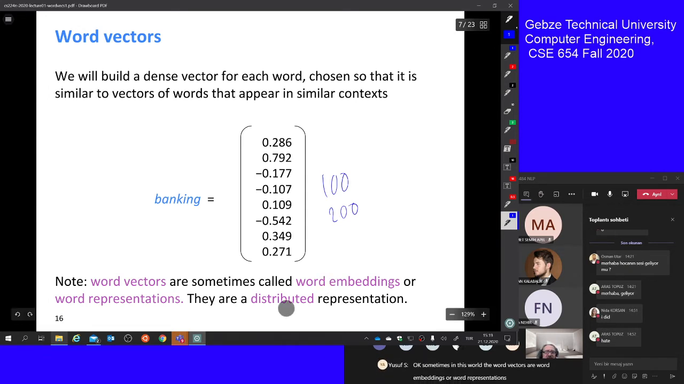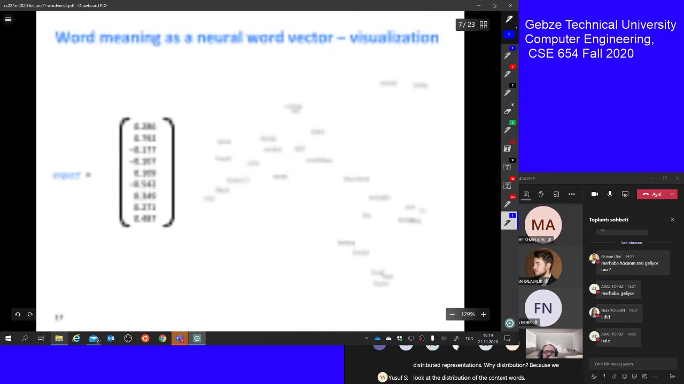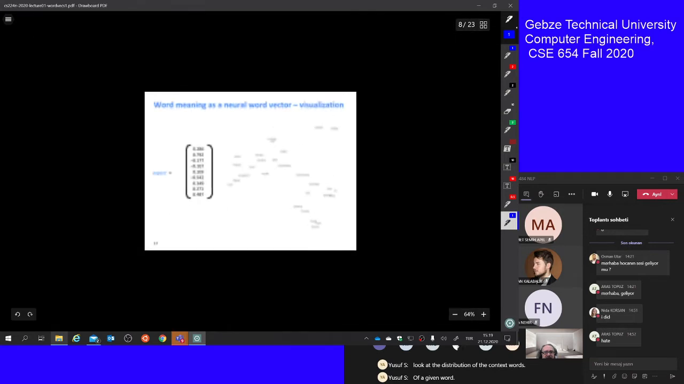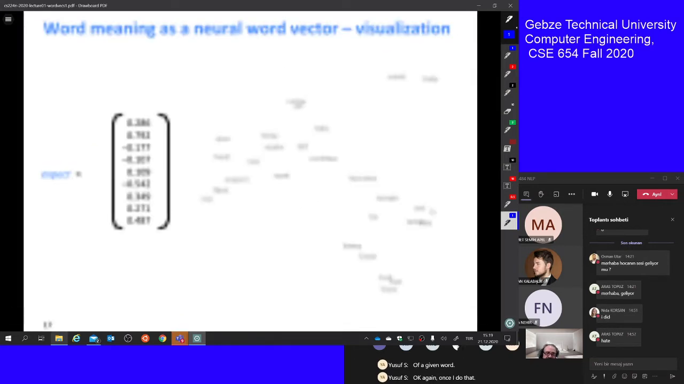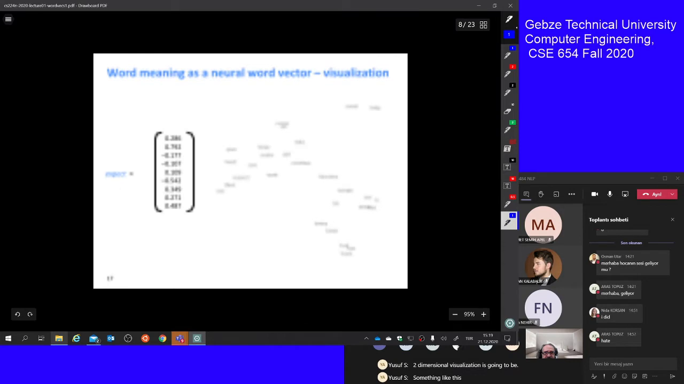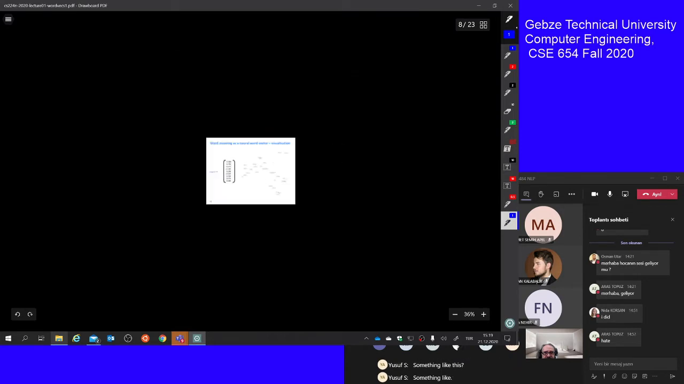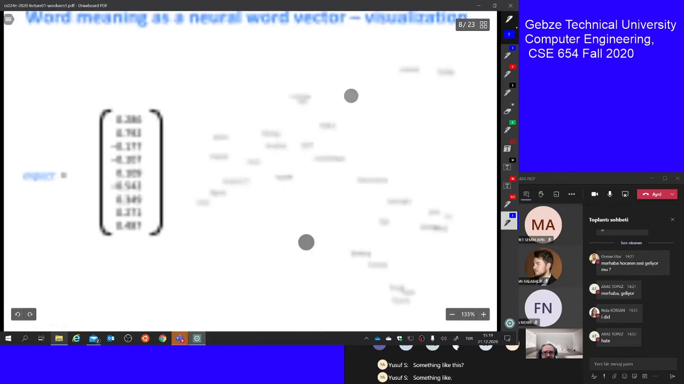These word vectors are also called word embeddings or word representations, and they are distributed representations. Why distributed? Because we look at the distribution of the context words of a given word. Once I do that, the two-dimensional visualization is going to be something like this.